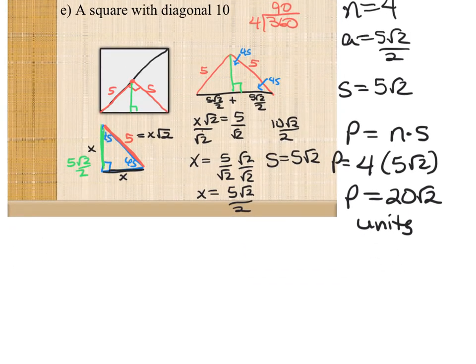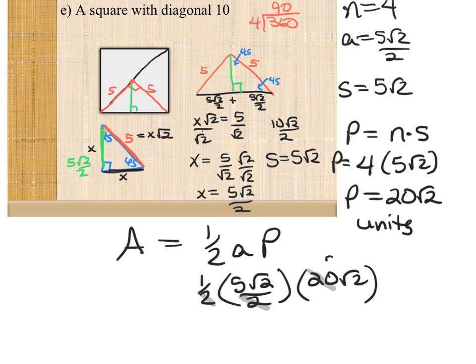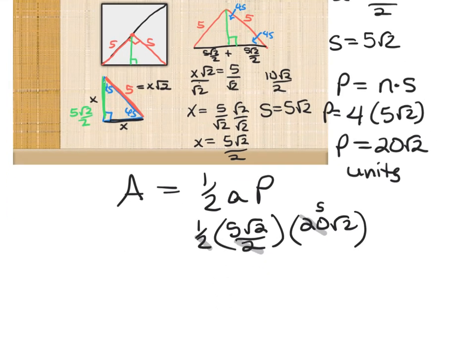So for the area, remember you're doing 1/2 apothem times perimeter. My apothem, again, is 5 square root 2 over 2, and my perimeter is 20 times square root 2. So I'm going to go ahead and simplify. I can simplify the 2's and make the 20. I can simplify that diagonally and make that become a 5. So then now I'm going to multiply what's left.